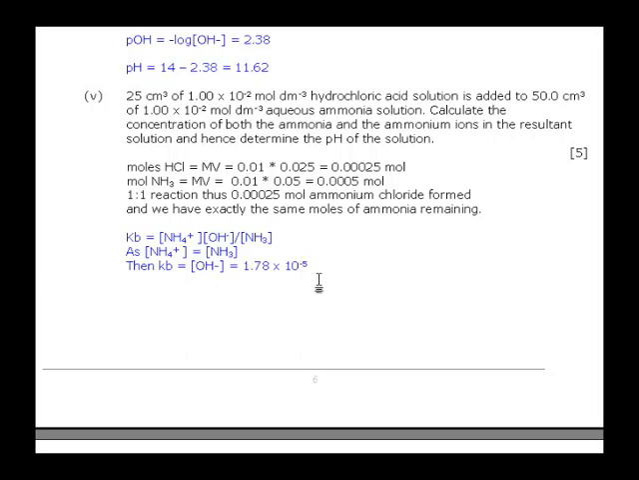So from this then, pOH equals, we put 1.78 times 10 to the minus 5, take the log of that, then we get 4.75, which means the pH equals 14 minus 4.75, which is 9.25.